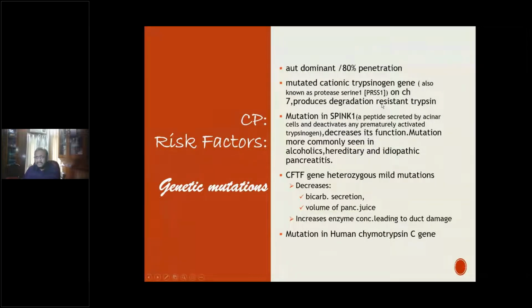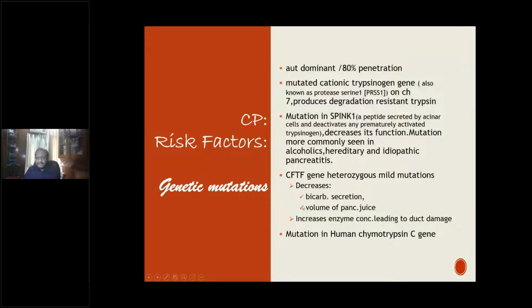Mutation in the second gene, that is SPINK1. What happens with SPINK1? The normal role of SPINK1 is that it deactivates the prematurely activated trypsinogen. So if there's a mutation, its function decreases, and the trypsinogen which has been activated is no longer being deactivated. If it is not being deactivated, the action of trypsin keeps on increasing. And when does it occur? This mutation of SPINK is seen in alcoholic, hereditary, and idiopathic pancreatitis.